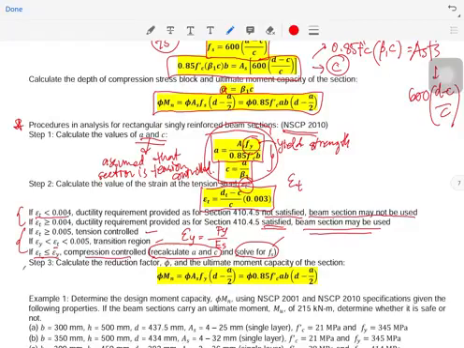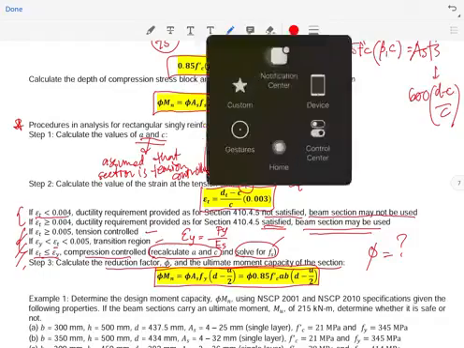Then for step 3, you need to calculate the reduction factor phi and the ultimate moment capacity of the section. There are varying values for the reduction factor for different conditions of the sections. Same formula, guys, for calculating the ultimate moment capacity.